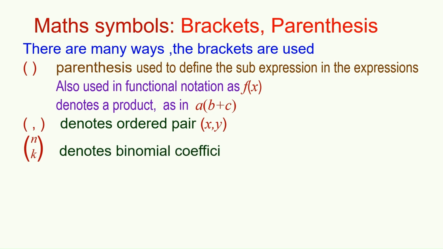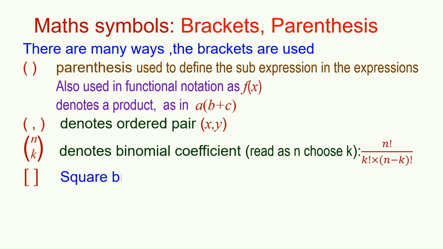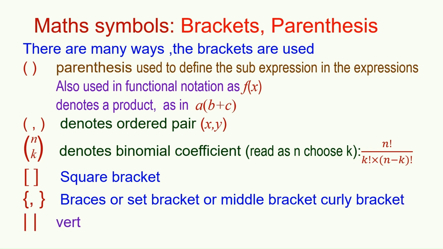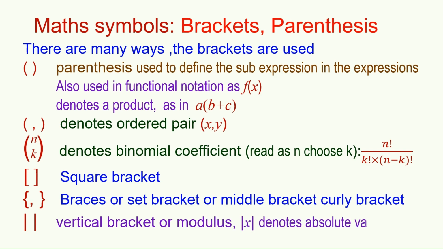Big parenthesis with two variables denotes binomial coefficient, read as n choose k: factorial n divided by factorial k times factorial n minus k. Square bracket, middle bracket with comma. Braces or set bracket, or middle bracket curly bracket. Vertical bars enclosing a variable, vertical bracket or modulus, |x| denotes absolute value of x.